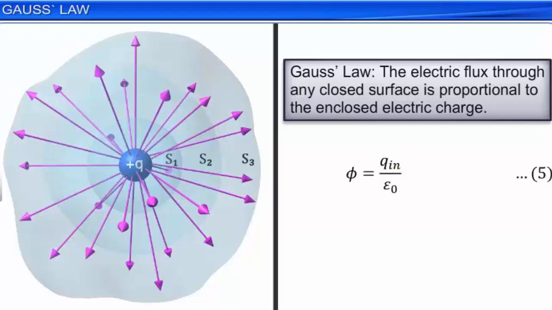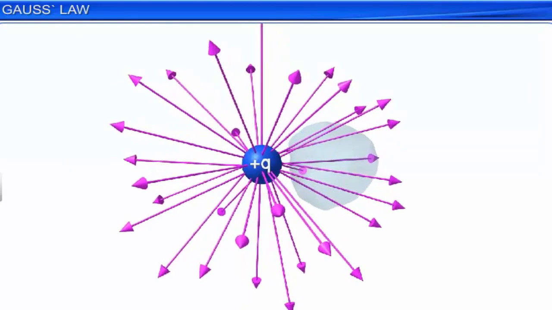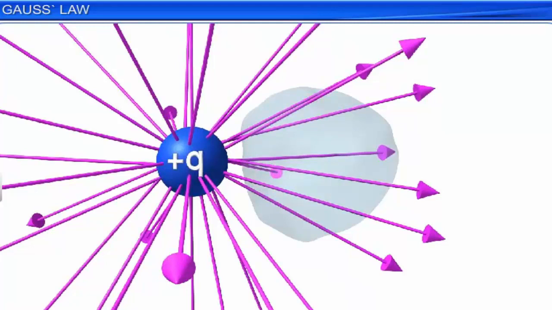Now consider a point charge Q placed outside a closed surface. Here, we see that the number of field lines entering the closed area is equal to the number of field lines leaving it. Therefore, the net electric flux through the closed surface is 0, and it is of importance to note that the Gaussian surface, which is the closed surface, was not enclosing the point charge. In other words, the net flux through a closed surface not enclosing any charge is 0.